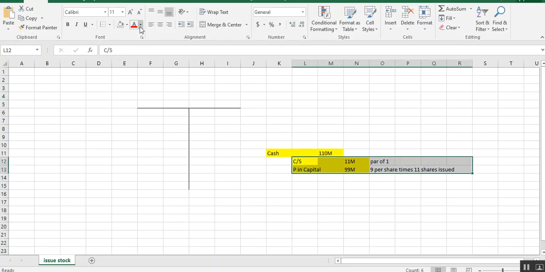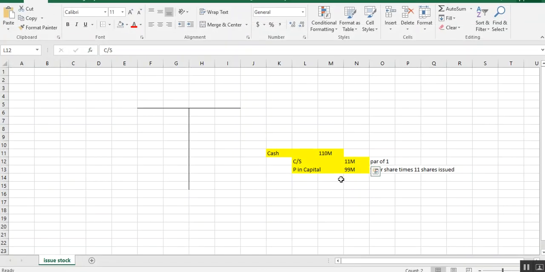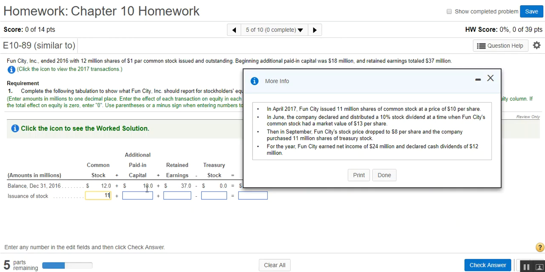Since they're asking you for this right here, what you can do is note that common stock will be credited for 11 million. That means it's going to go up. So 11 million. Then you'll also note that 99 million is going to be paid in capital. That's a credit as well.